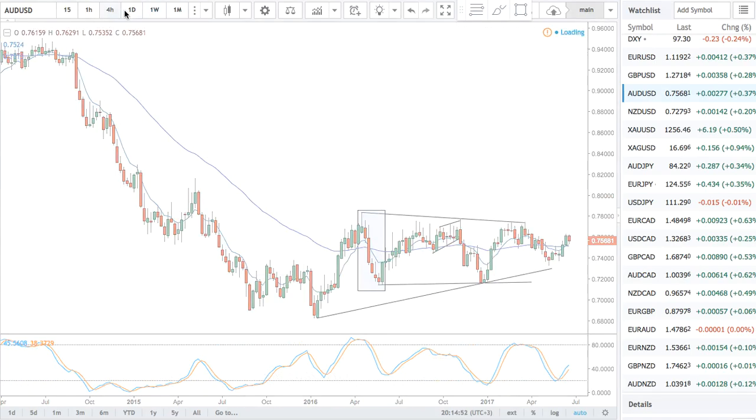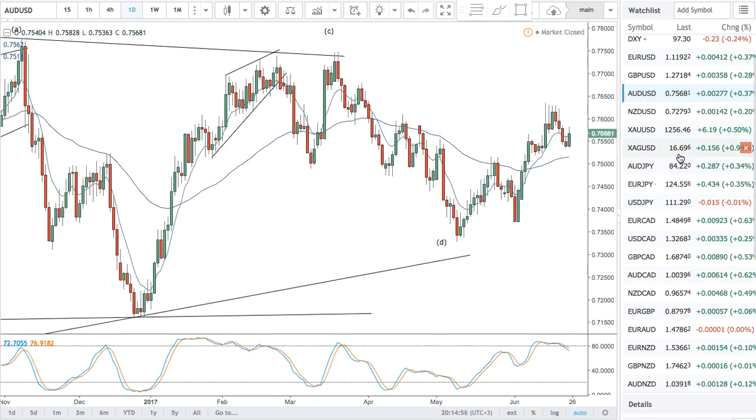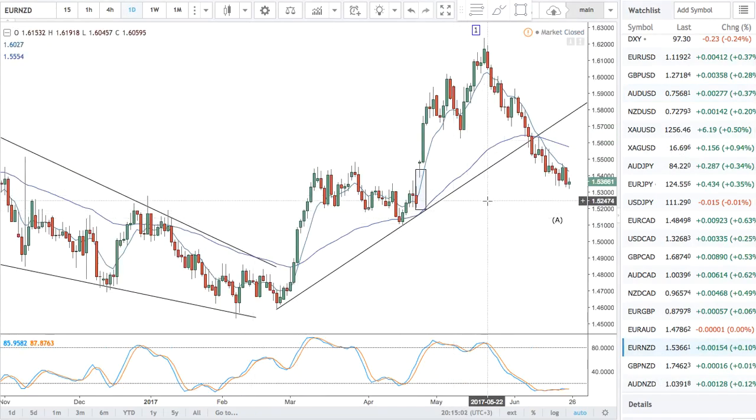So I'm leaving this for now. I think there are better pairs. There are pairs out there that are clearer to me, so why get involved with something that's confusing? Euro New Zealand. I'm still looking for the price gap from the French presidential election to be filled.